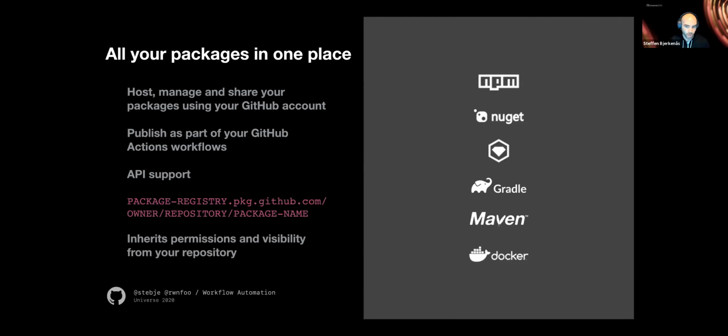And then the last point on this slide before we'll have a quick look at the GUI is that it inherits the permissions and the visibility from your repository. So for example, if I have a private repository and I build and publish my source code from that same repo, then the package will also be private, and vice versa for if I have a public repository. If I publish a package from that repo, then that will be a public package.